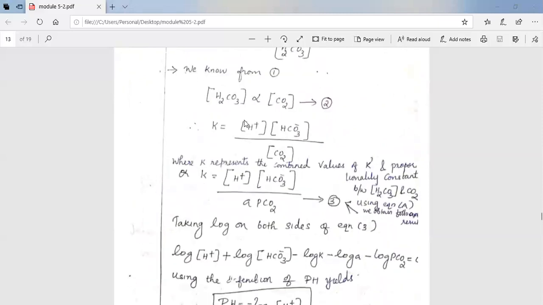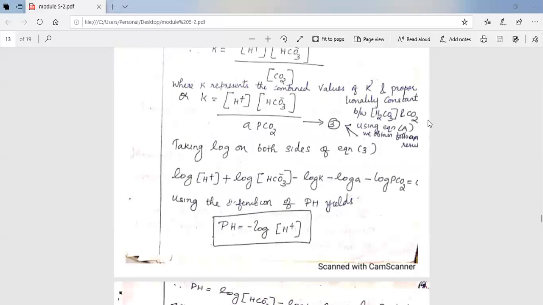Therefore, K = [H+][HCO3-]/[CO2], where K represents the combined value of K bar and the proportionality constant between H2CO3 and CO2. Or K can be represented as [H+][HCO3-]/(α PCO2). Mark it as equation 3.